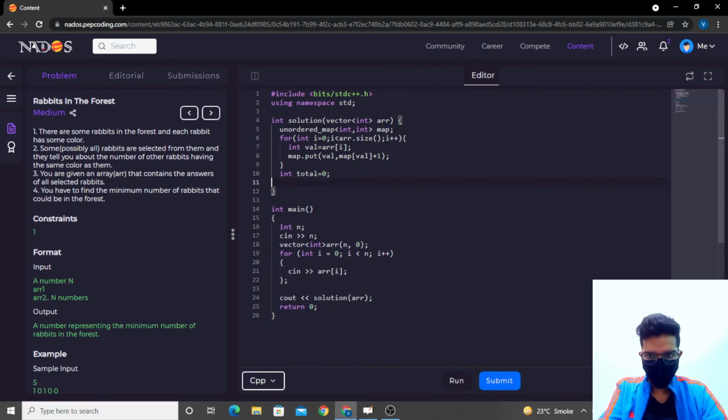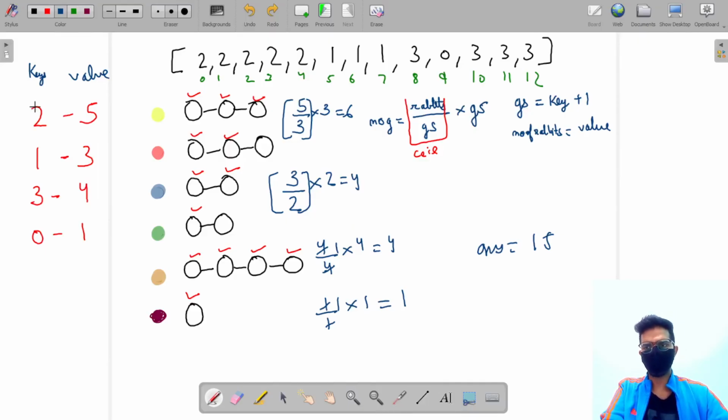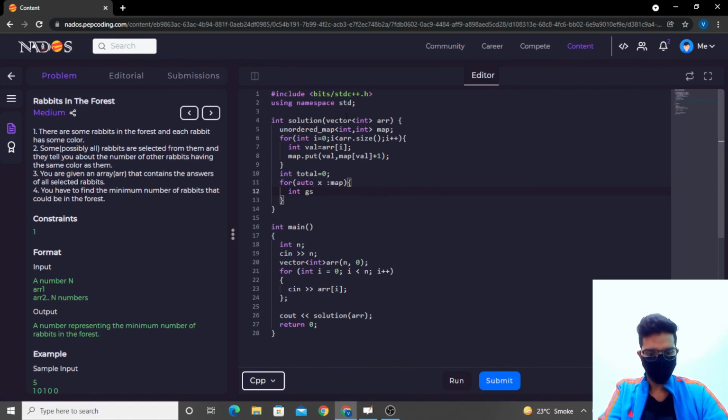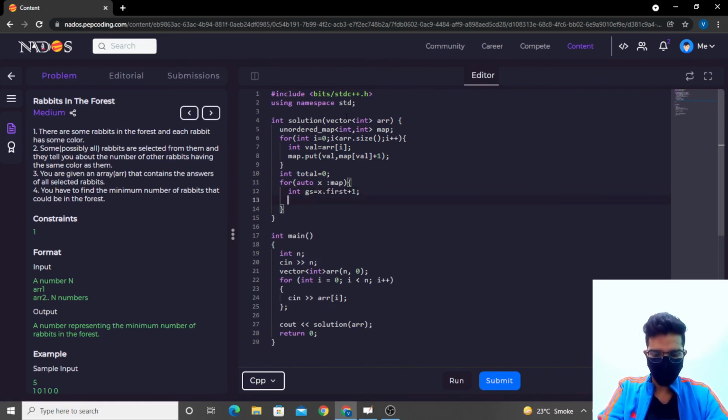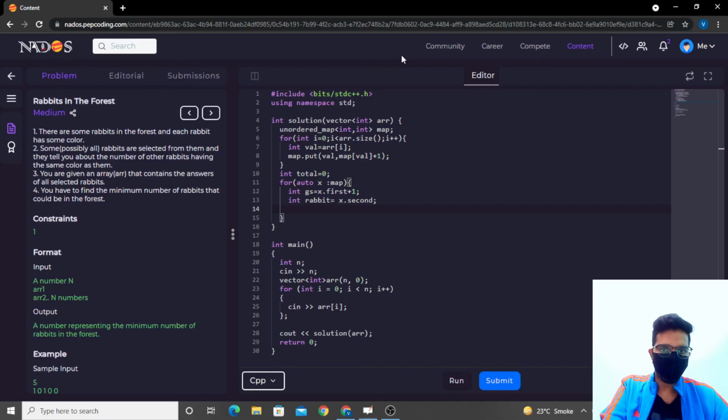So for auto x in my map, first I calculate my size. So what was my group size? My group size was key plus 1. So group size equal to x dot first, that is my key, plus 1. Okay, and now how many rabbits exist? It's simple, x dot second, right? That indicates the rabbits. So now with this, I know the rabbits and the group size, I can calculate the number of groups that will be there, right?